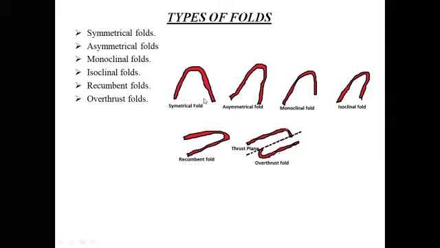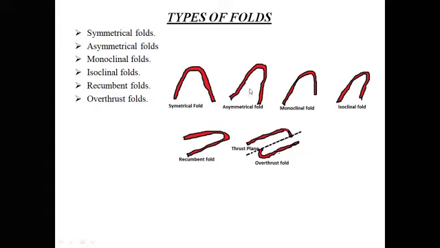Now come to asymmetrical fold. This type of fold is formed when one limb of the fold is pushed too far, so that one side of the fold is long and gradual in slope while the other is short and steep. In this type of fold, one limb is pushed very far and will have a gradual slope, whereas the other limb will be short and will have a steep slope.